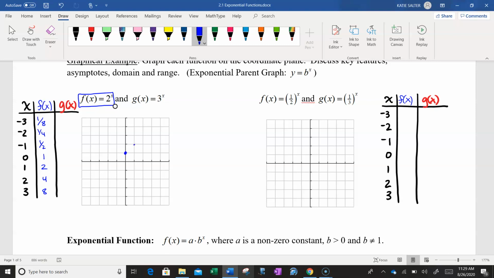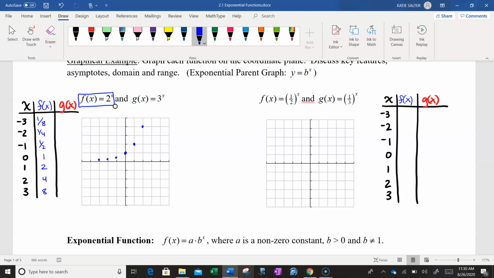When x is 1, y is 2. When x is 2, y is 4. When x is 3, y is 8, which would be way up here, and it's not going to fit on my graph paper. When x is negative 1, y is 1/2. X is negative 2, y is 1/4. X is negative 3, y is 1/8.